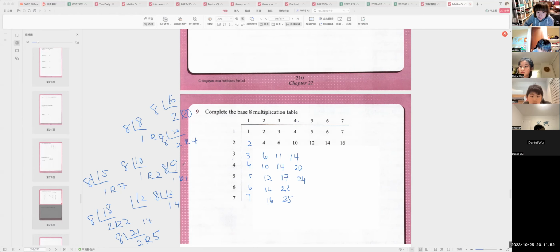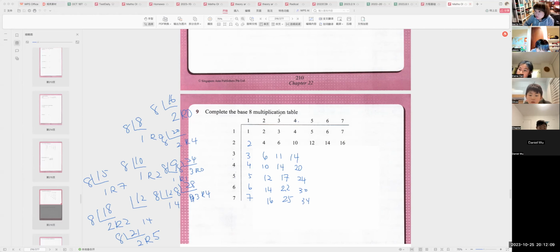And 4 times 6 equals 24 over 8 equals 3 and remainder 0. So it's 30. So 4 times 7 equals 28 over 8 equals, no, 3 and the remainder 4. So it's 34.